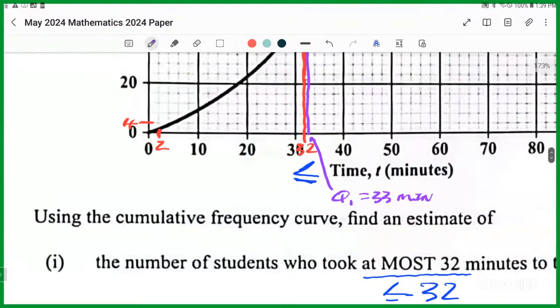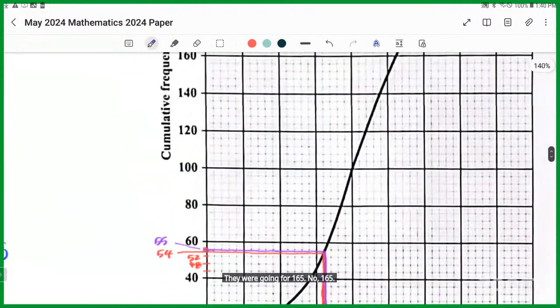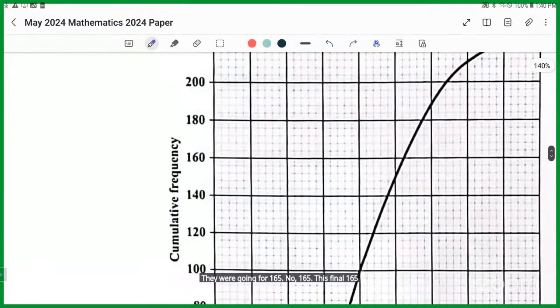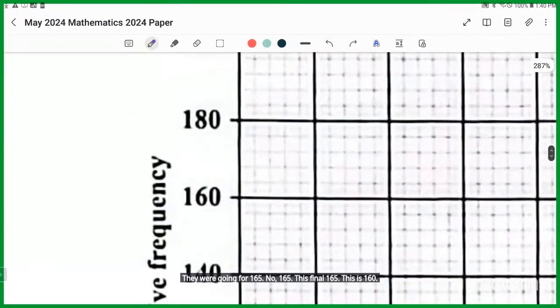Now we're going for 165. Let's find 165. So this is 160. 170 will be right here. All right, let's work it out. 160, 164, this is 168. That's 164. So 165 is going to be right in between here. So right here is 166. So we're talking about around here is 165. What a question. I mean, easy, man. So this is my 165 right here.